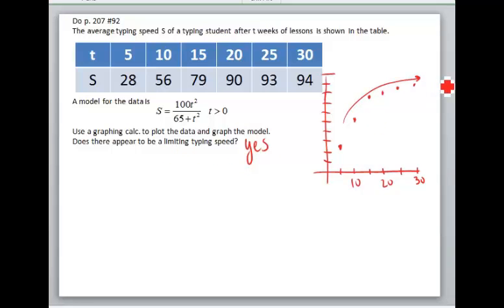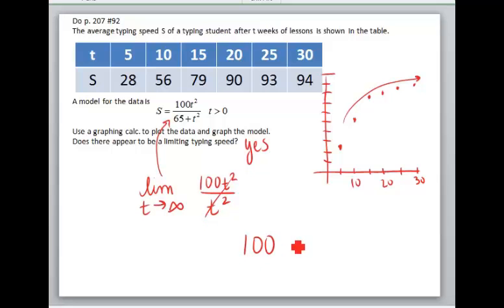So we could actually compute that, modeling the limiting typing speed. I would do that by finding the limit as t approaches infinity. What I would do is just take those highest degrees on top and bottom, and then when I simplify, I end up with the answer of 100. So maybe this is 100 words per minute. They really didn't tell me for sure, but there does seem to be that limiting typing speed.